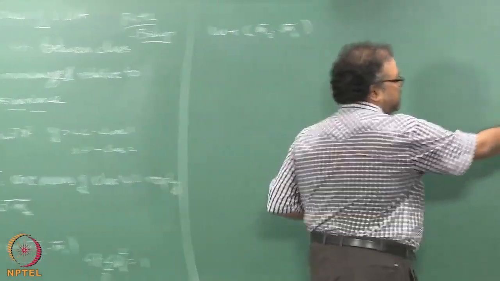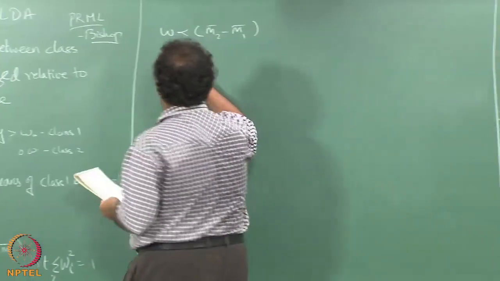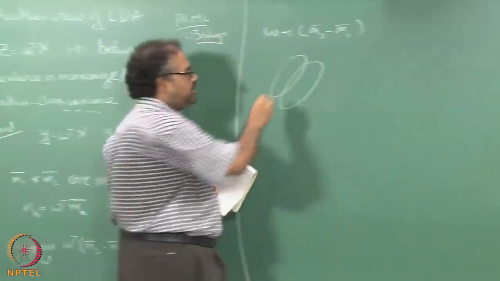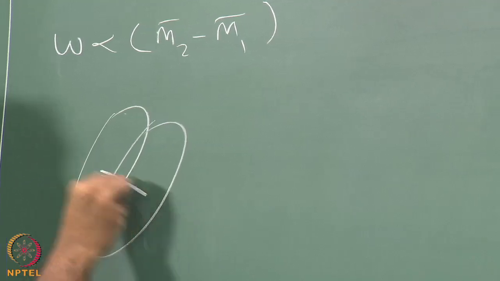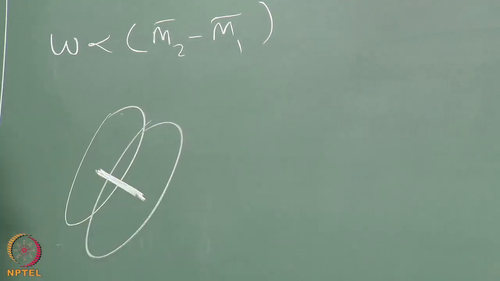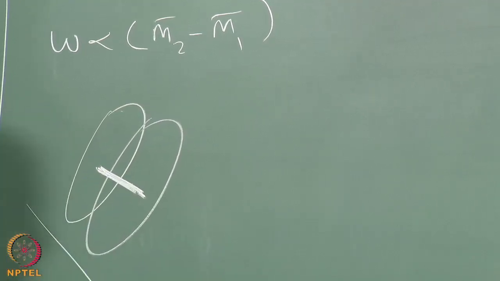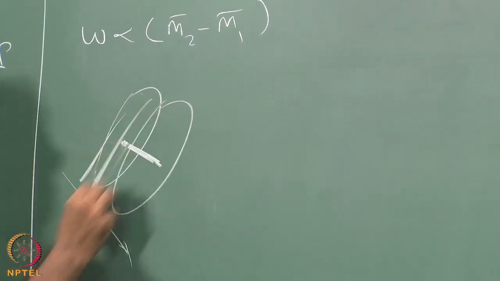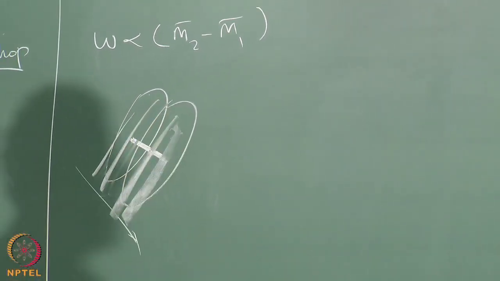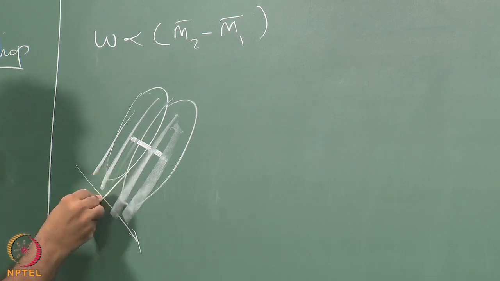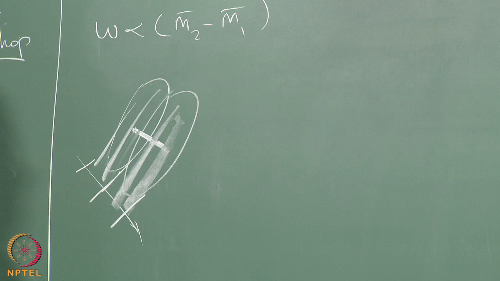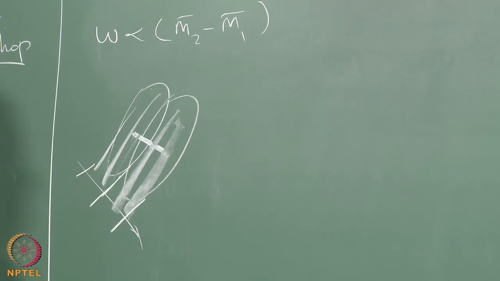So let's do it again. I have two classes, I take the means. This will be the direction of the projection. I will have to project everything onto this, this way. So this will become class 1, that will become class 2. Does it make sense?